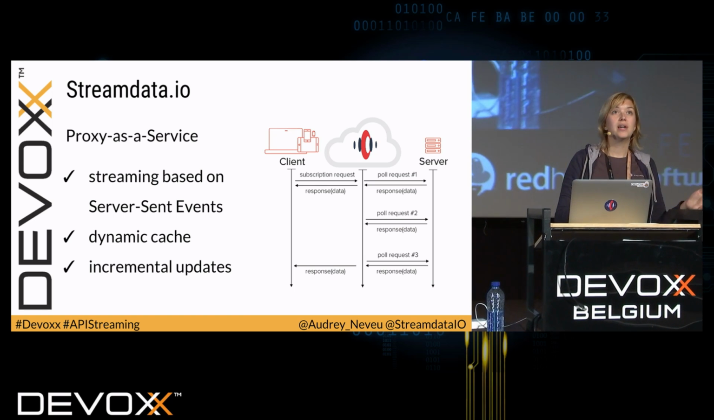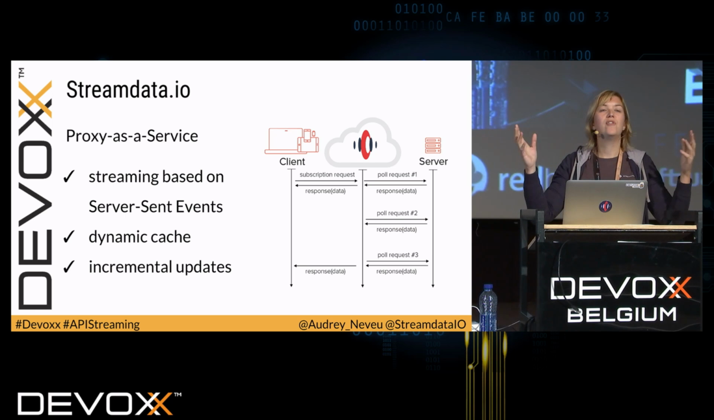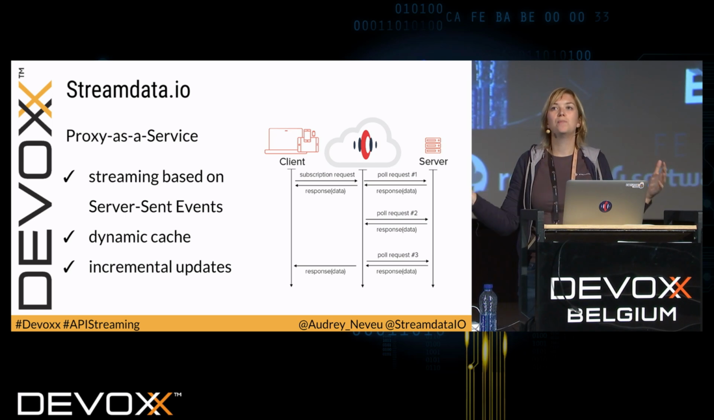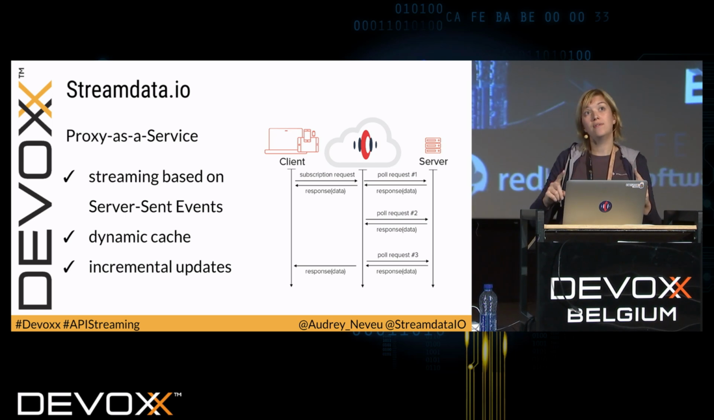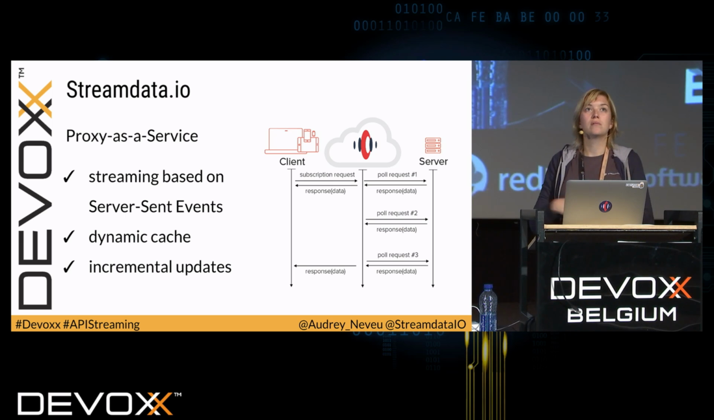So for example, we added a dynamic cache, which means that if the application becomes very popular and some people are joining the session, they don't have to wait until the next poll to retrieve data. They can just get it from the cache.